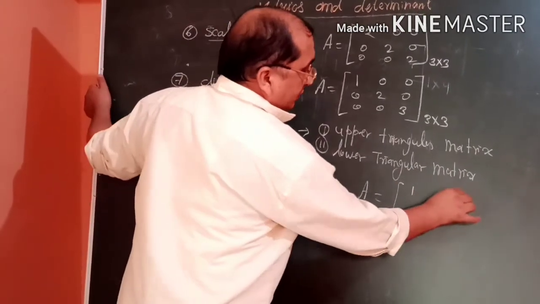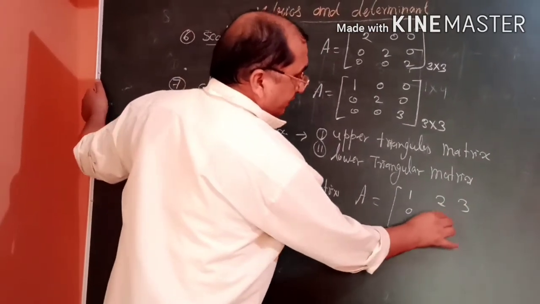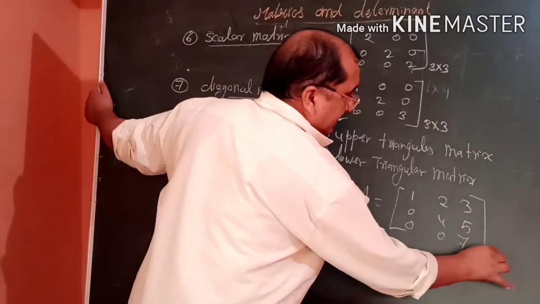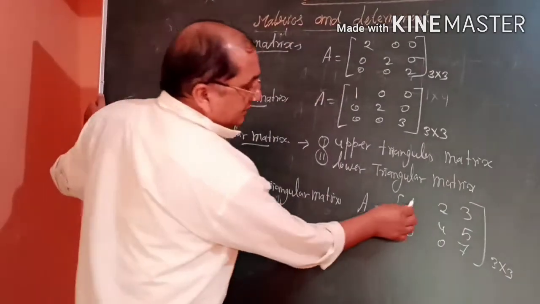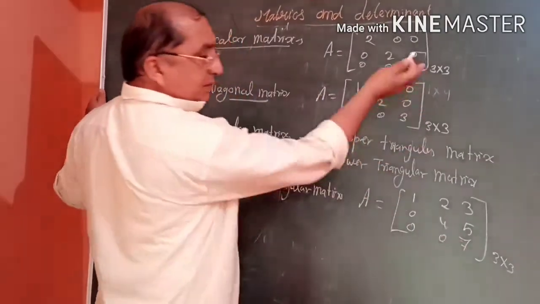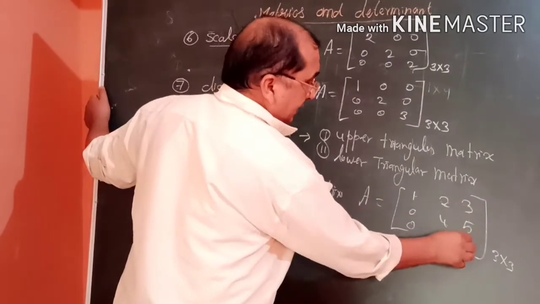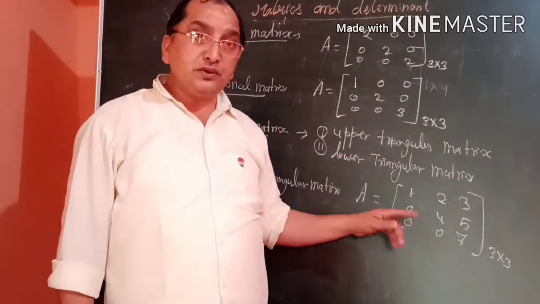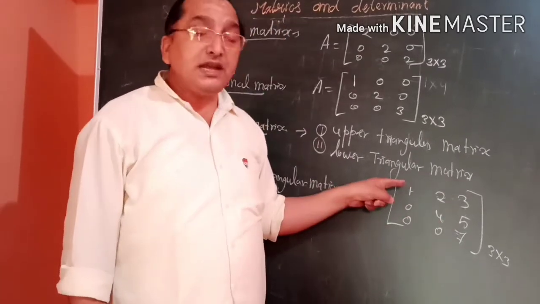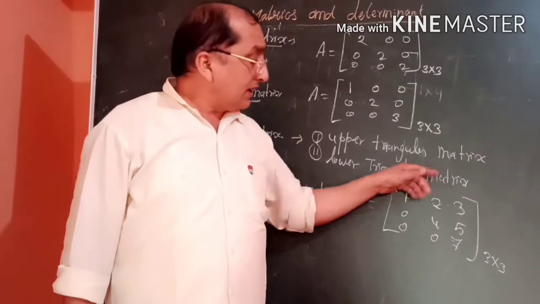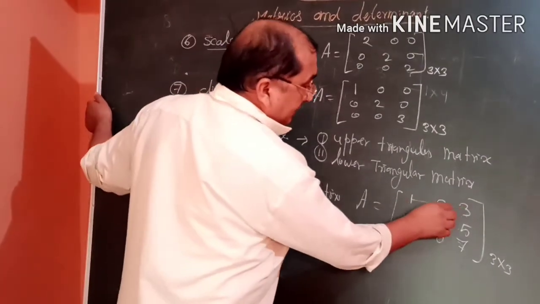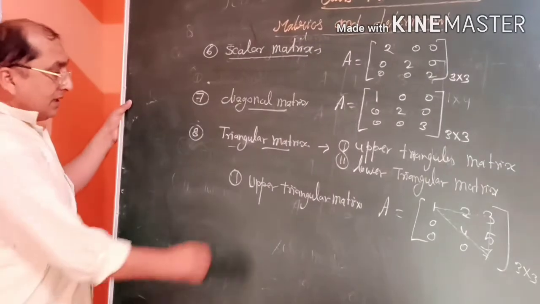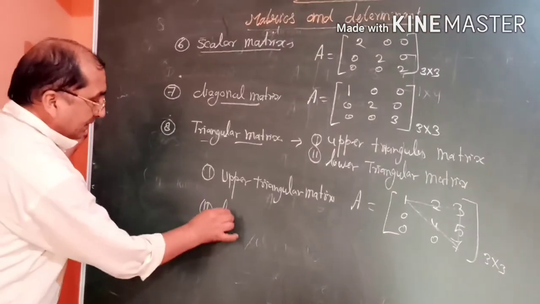like 1 2 3, 0 4 5, 0 0 7, and this is 3 cross 3. This is the principal diagonal, and above the principal diagonal all elements are non-zero. When we join these elements we get a triangle, an upper triangle. After joining these elements we are getting a triangle, and this is known as upper triangular matrix. And number two is lower triangular matrix.